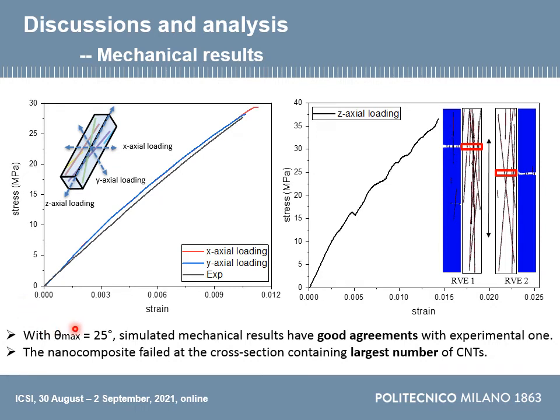With theta max equal to 25 degrees, we could see that the mechanical results from our numerical model fit well with the experimental data. Here the black curve is the experiment, so we can see that it really fits well. Besides, during the simulation of our mechanical model, we could see that the failure of the nanocomposites is always initiated from the cross section, where the largest number of CNTs can be found, due to the stress concentration. It's also a very interesting finding.